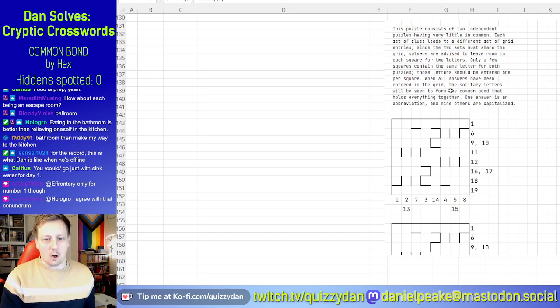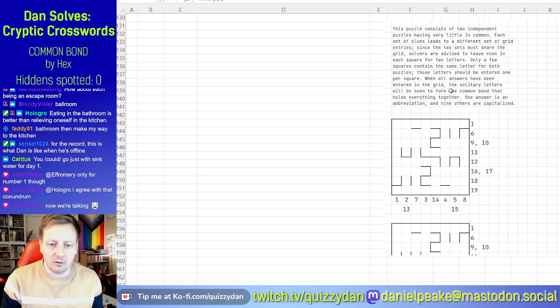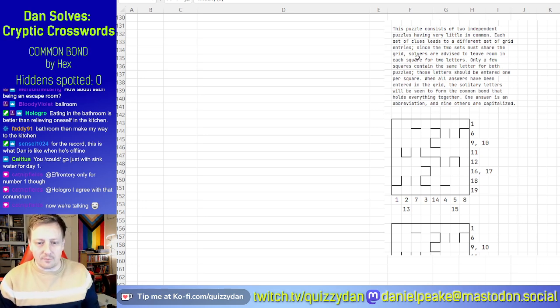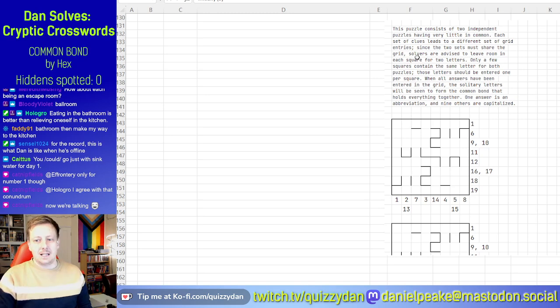This puzzle consists of 2 independent puzzles having very little in common. Each set of clues leads to a different set of grid entries. Since the 2 sets must share the grid, solvers are advised to leave room in each square for 2 letters. Only a few squares contain the same letter for both puzzles. Those letters should be entered 1 per square. When all the answers have been entered in the grid, the solitary letters will be seen to form the common bond that holds everything together. One answer is an abbreviation and 9 are capitalised.